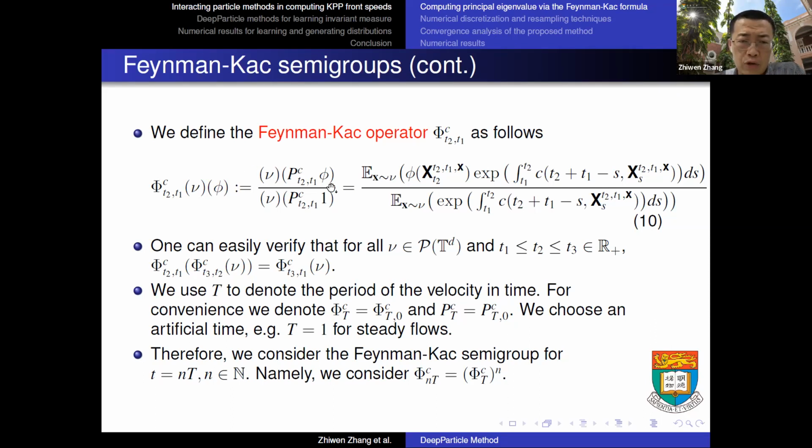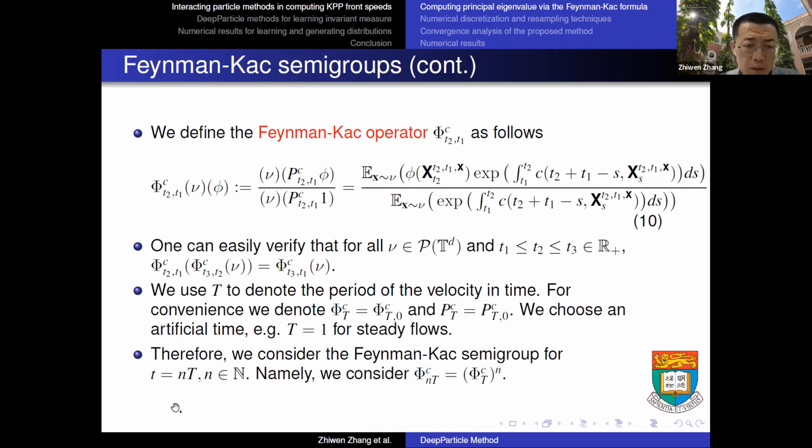One step and normalize it. All right. So one can easily verify this Feynman-Kac operator satisfies the semigroup property, and for our example, if your velocity has a period in time, we choose this period as capital T. If the velocity is steady, does not depend on t, we introduce artificial time, and for example, you choose T equal 1. Okay, that's the setup.